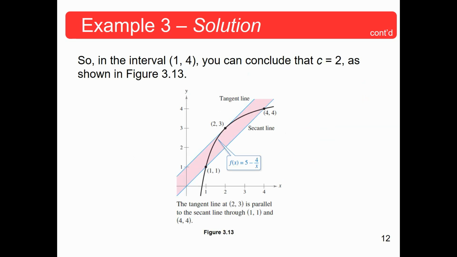So in that interval, we can show for sure that there is a secant line that goes through 1, 1 and 4, 4, and that there's a line that goes through 2, 3 that shares that exact slope. This is not a horizontal tangent, just a tangent line. It is the slope of that function at that point.